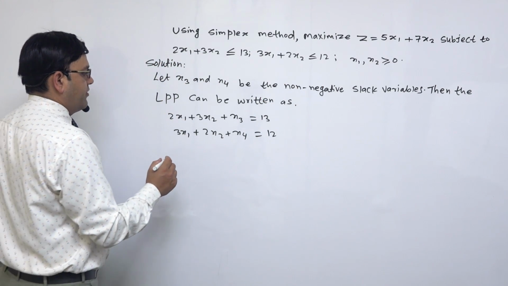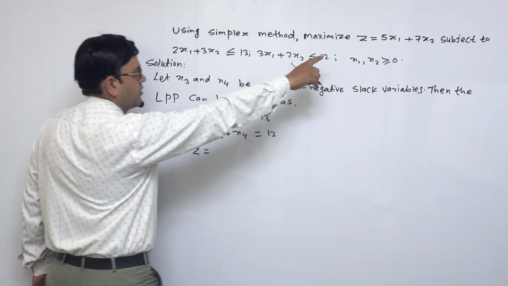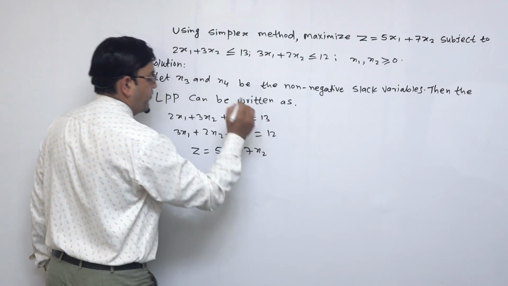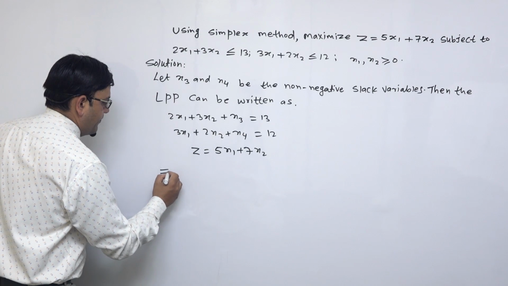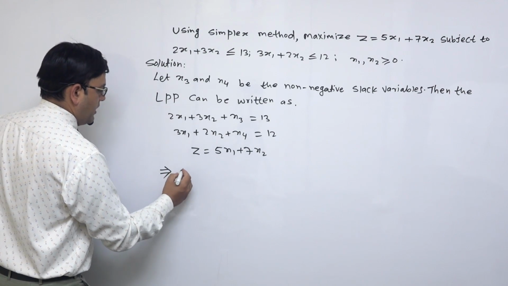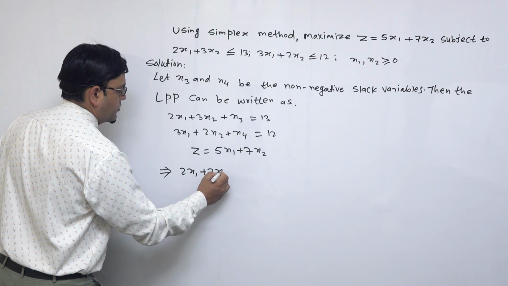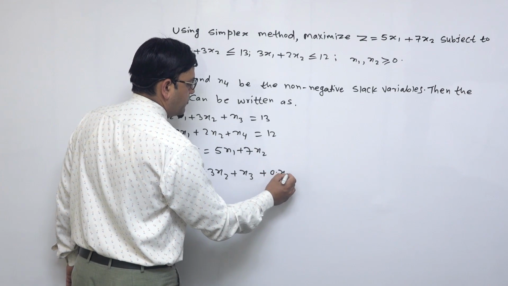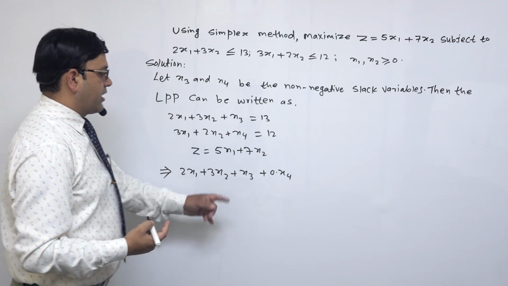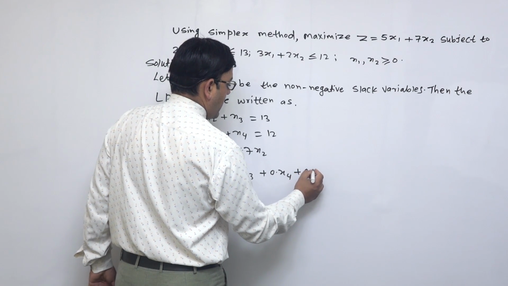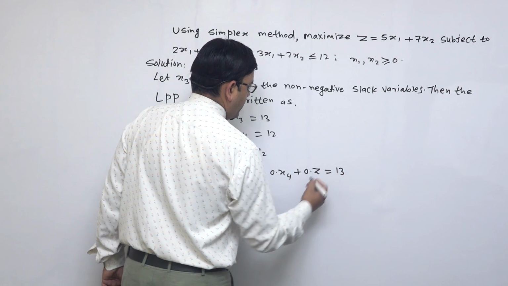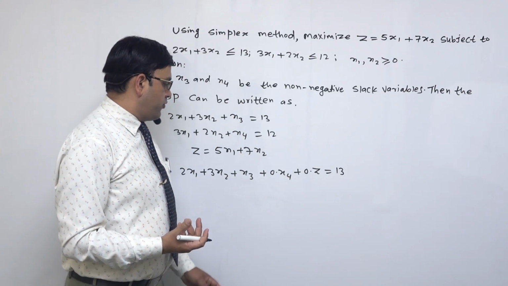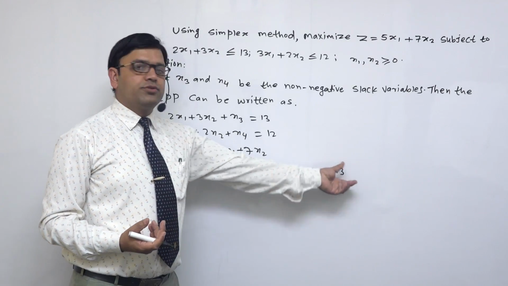And then next one is z = 5x1 + 7x2. Writing the first constraint fully: 2x1 + 3x2 + x3 + 0 times x4 + 0 times z = 13, because there is no x4 and no z, so 0 times x4 is 0 and 0 times z is also 0. So we have 2x1 + 3x2 + x3 = 13.